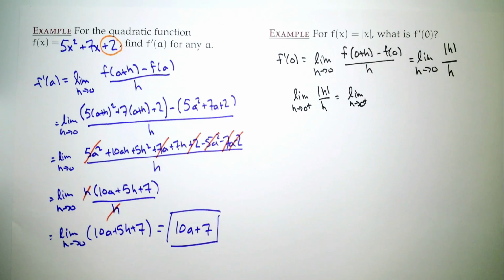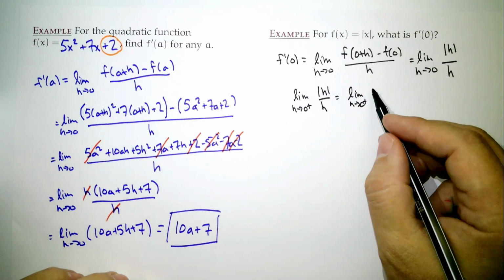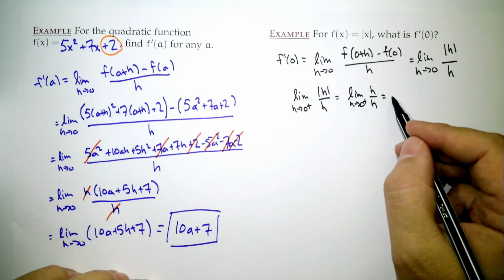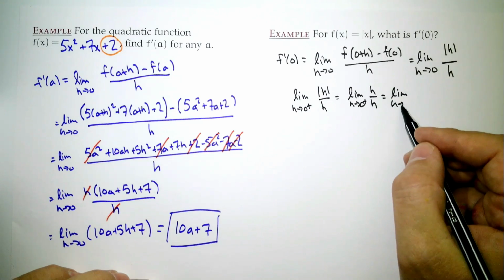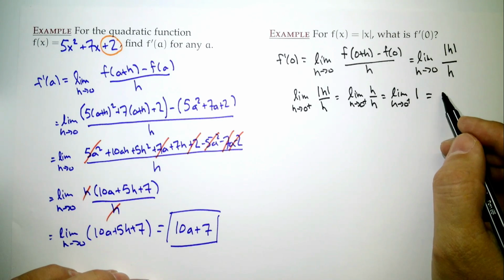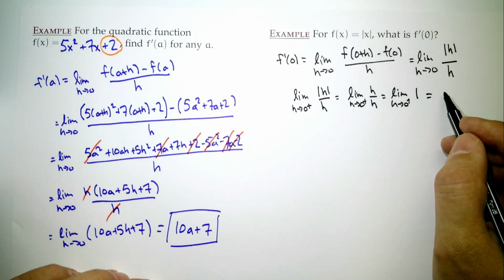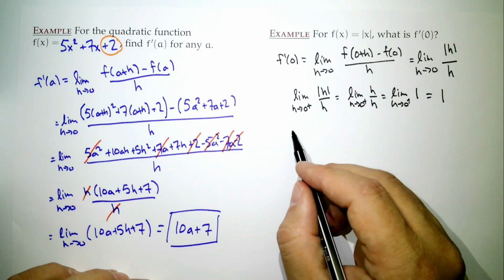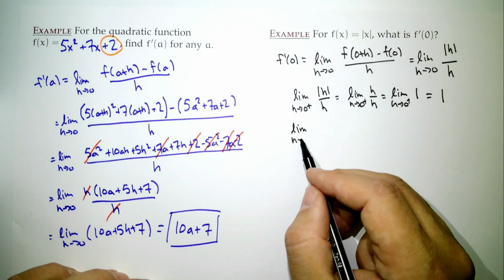It's the same thing as just h. If I'm above 0, the absolute value doesn't have to do anything. So it'd be h over h if I'm above 0, also known as 1. What's the limit of 1? It's 1. If I'm a little bit below 0, what does the absolute value do?